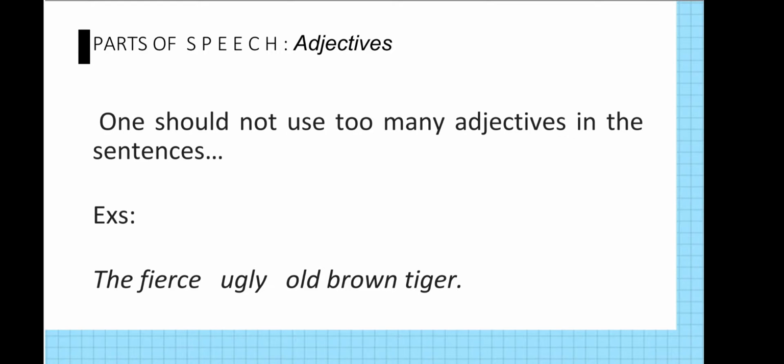One should not use too many adjectives in the sentence. Yes, adjectives are powerful. Yet, we should be very cautious in using them. For example, the fierce, ugly, old brown tiger. Somehow, it is not pleasing to the eyes and it is not pleasing to the ears of someone you are talking with or someone who is reading what you have written. Because for us, in order to effectively use adjectives, we should follow some orders.